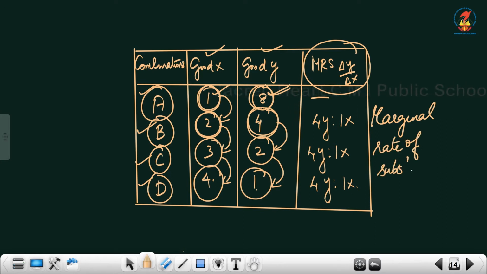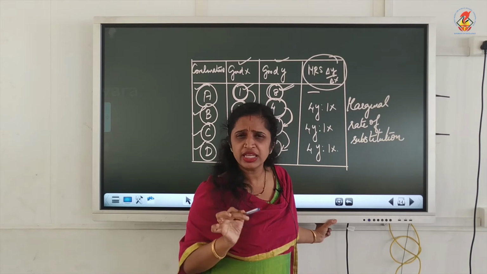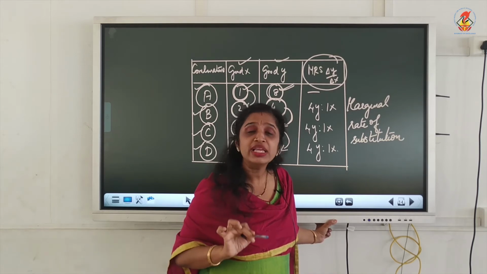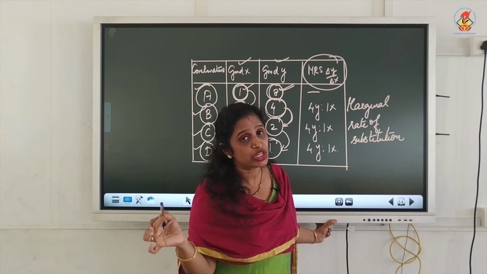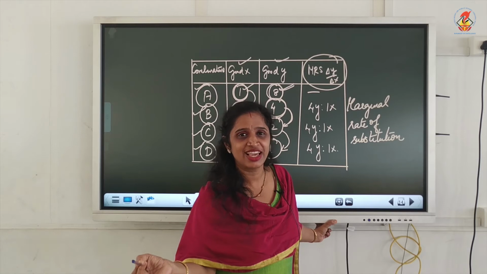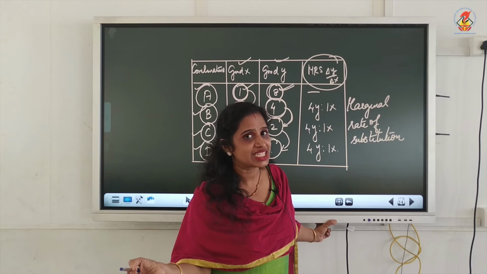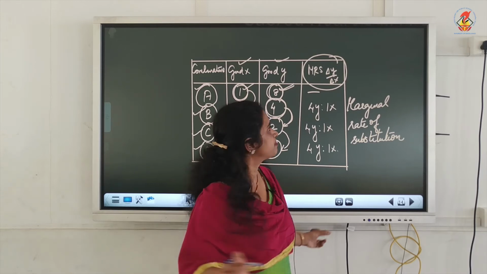Marginal rate of substitution. What is this marginal rate of substitution? The rate at which one commodity is sacrificed for one more unit of another commodity. So, what is marginal rate of substitution? The rate at which one commodity is sacrificed. Here, which commodity is sacrificed? Y is sacrificed to get one more unit of another commodity, which is the gaining commodity here. X commodity is the gaining commodity. So, the formula to find out MRS is equal to delta Y by delta X.